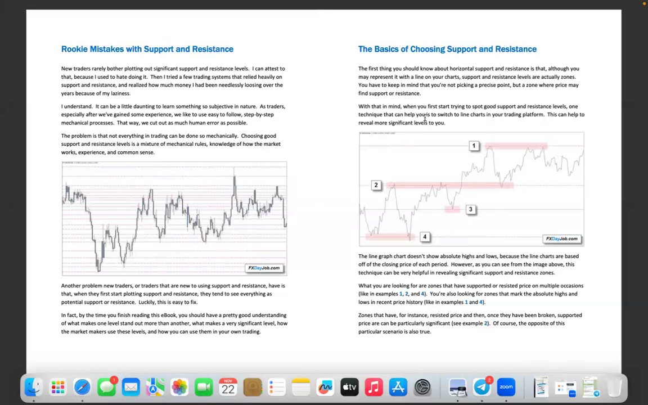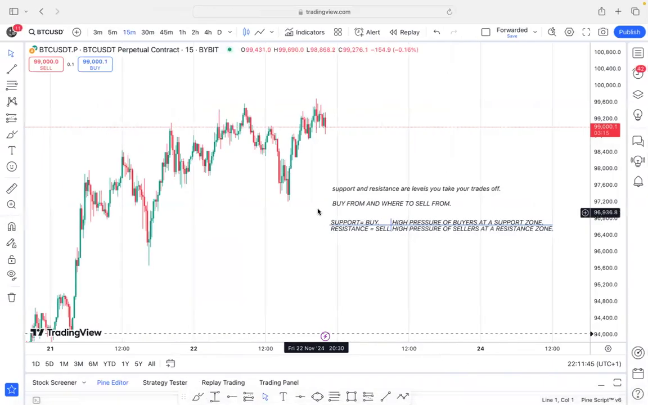Now, with that in mind, when you first start trying to spot good support and resistance, one technique that can help is to switch to the line chart in your trading platform. This can help you see more significant levels. Now, let me show you the example.